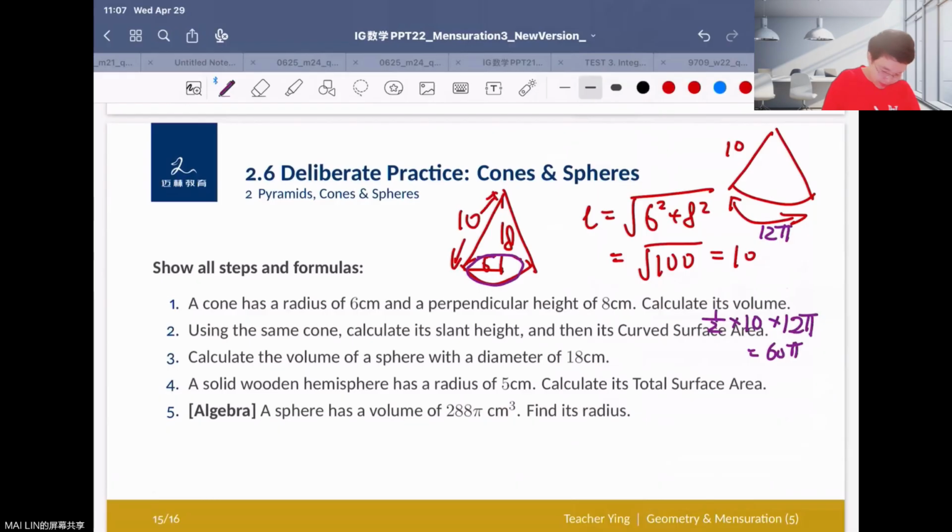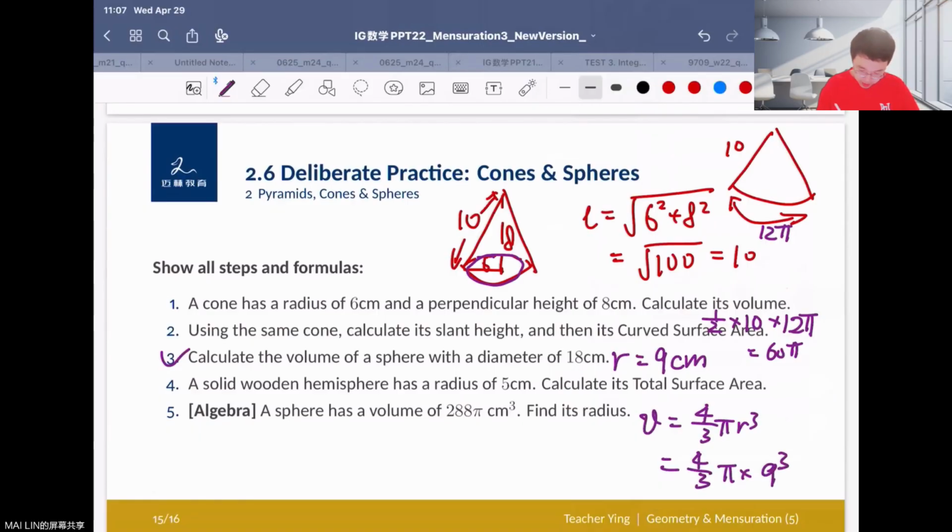And for the third problem, calculate the volume of a sphere with a diameter of 18 centimeters. Okay, please remember that here it's a diameter. Okay, so the radius for it is 9 centimeters. Okay, so volume can be considered as 4 over 3 pi radius cubed. That is 4 over 3 pi times 9 cubed. Okay, then you can calculate for the third problem. Okay, that's the way to give it to you.